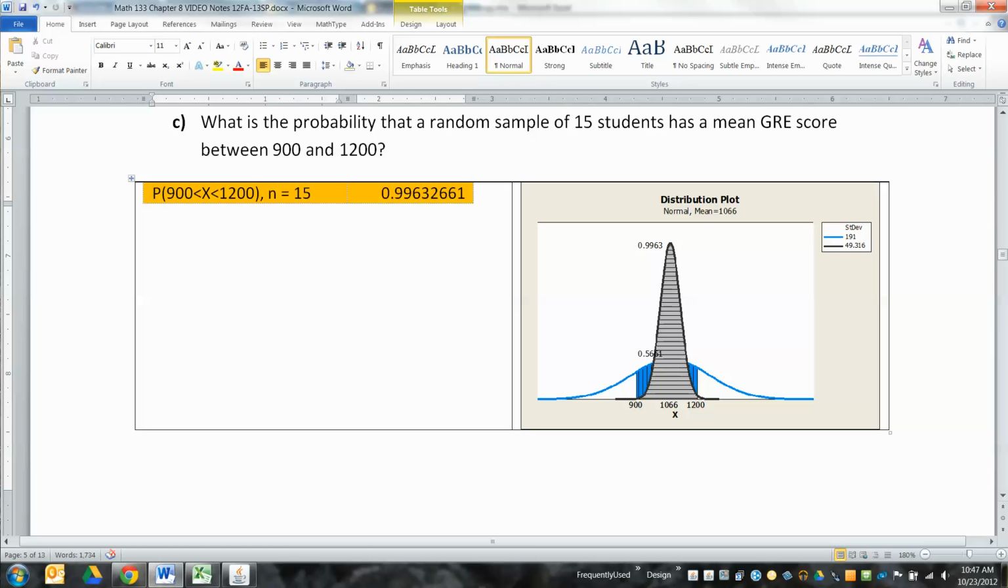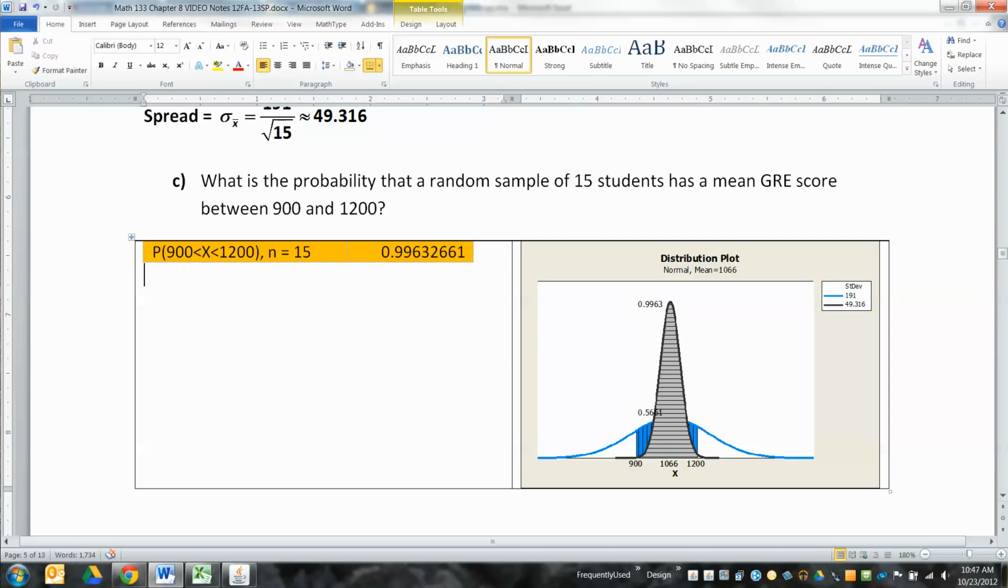Minitab said this was 0.9963. Minitab is a wonderful program. It finds it very simply and fast, but unfortunately you don't want to have to spend the money to buy it. All right, so there we go. And again, you don't really need both graphs, but I like having both graphs there just to remind us of what's happening.